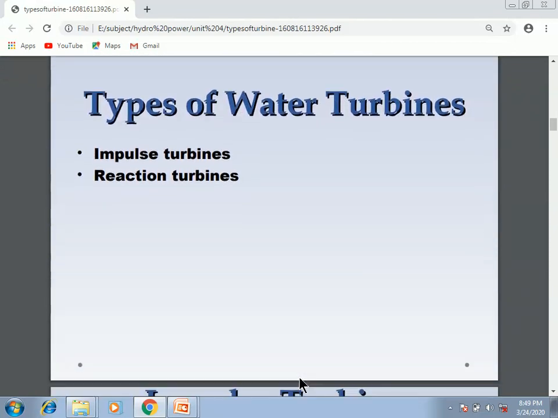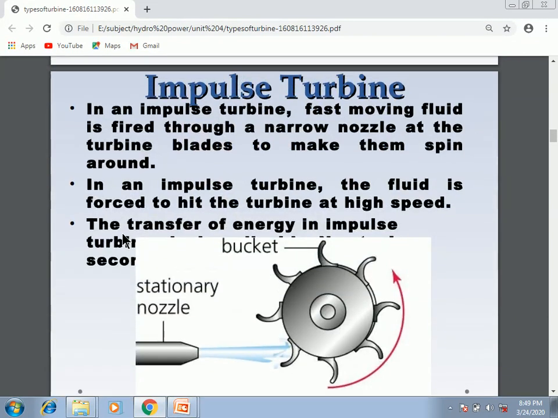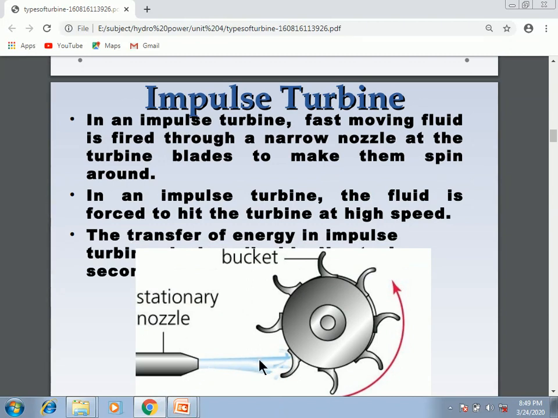Different types of water turbines are impulse turbine and reaction turbine. In an impulse turbine, the nozzle is going to hit water on the buckets, because of which the bucket is going to rotate in anti-clockwise direction. So these are nothing but buckets. An impulse turbine is a fast moving fluid which is fired through a nozzle at a turbine blade to make it spin around. The fluid is forced to hit the turbine at high speed.